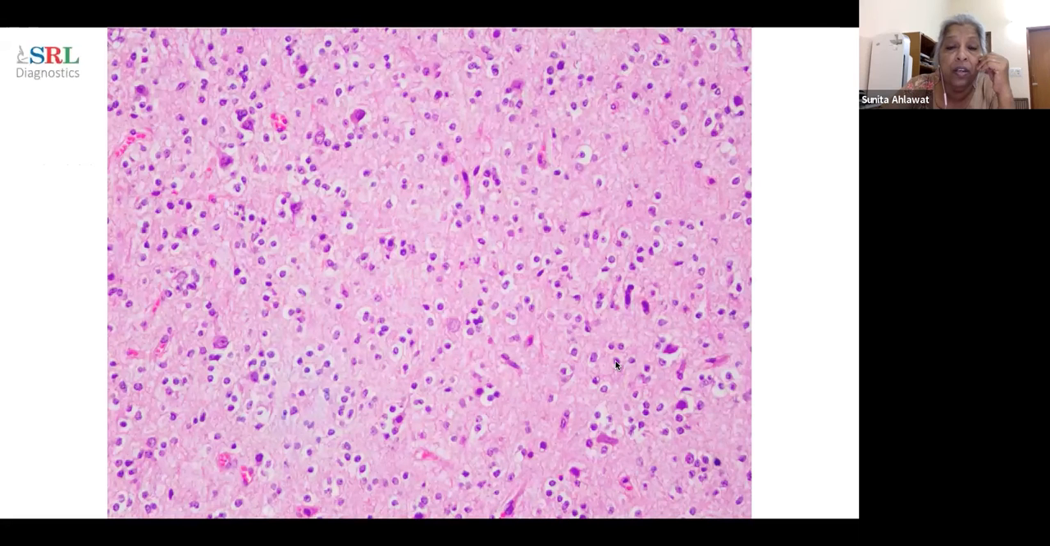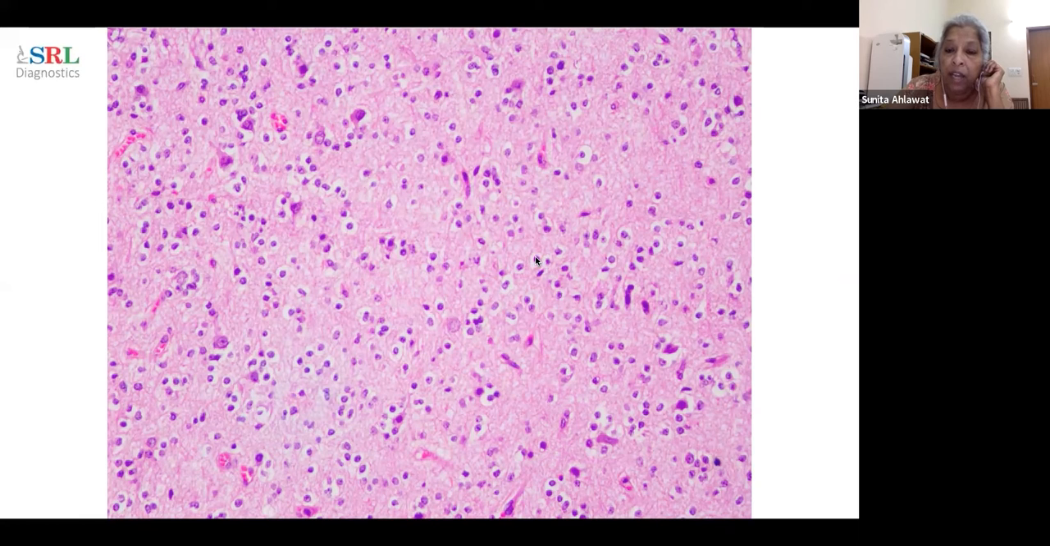Histopathology of oligodendroglioma is very characteristic. Many descriptive terms are used in describing the pathology of oligodendroglioma. This kind of clearing around the nuclei is called fried egg appearance. And this is actually an artifact of fixation and processing. It is not seen in frozen sections, and it is also not seen if the tissue is processed very fast. So this is a characteristic appearance.